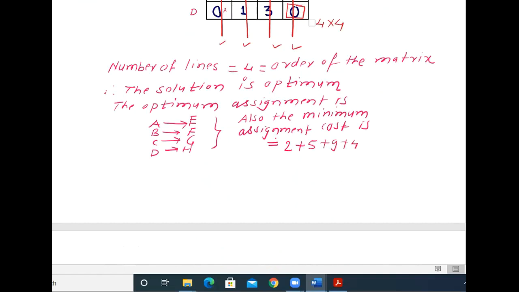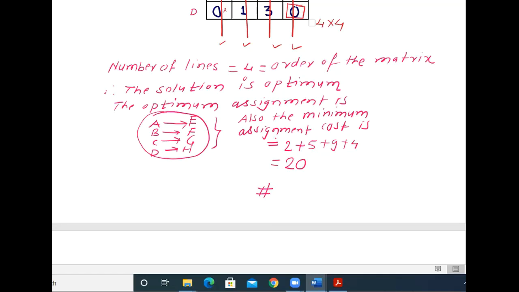Two, five, nine, and four. These are the costs for this assignment. Costs are given in the problem. Cost of performing these jobs on these four machines are given in the problem. If you add, we get cost 20. So this is one solution of this assignment problem.